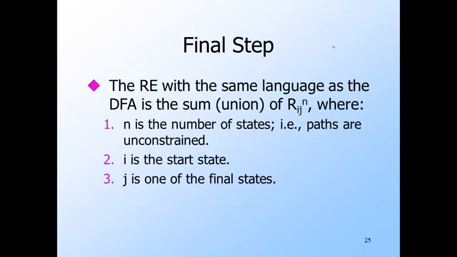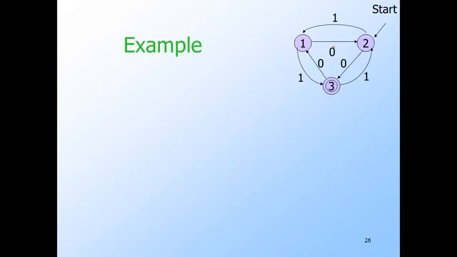Finally, as we have hinted, the regular expression with the same language as the given DFA is formed by taking the union over all final states j of Rij super n, where i is the start state. So here is our example DFA again. Now we have to install a start state and some final states. So let's assume that state 2 is the start state and 3 is the only final state. So the regular expression that we want is just R23 super 3.